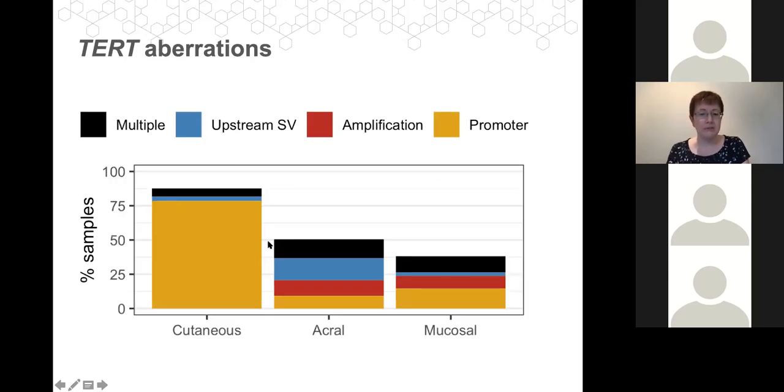So if we look at all these events together, we can see that TERT is a common aberration in all three subtypes, but the type of events are different, with the cutaneous being primarily promoter, acrals and mucosals having amplifications, acrals having the upstream SVs, and the black represents when there are multiple TERT aberrations in the same tumour.